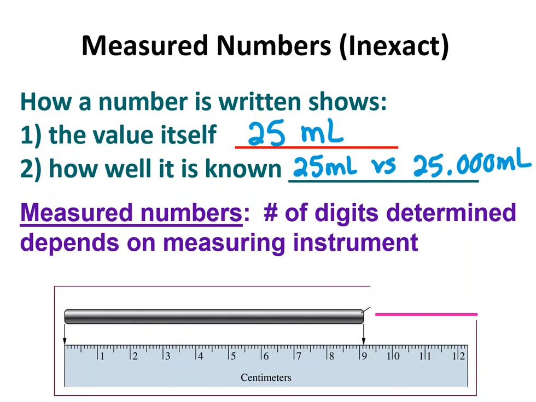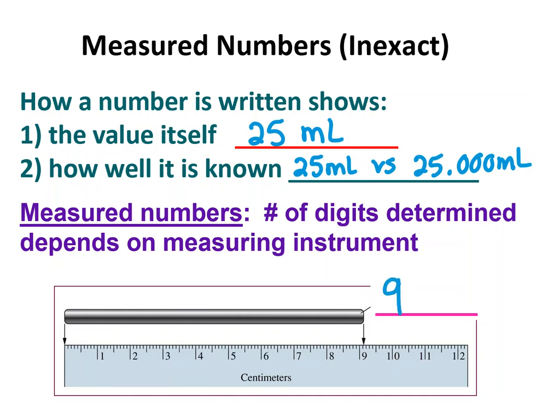When we write down the numbers, we write down all the digits known with certainty, plus we're allowed to estimate one. So for example, on doing this measurement here, I know some digits with certainty. I know for sure that the length is between the 9 and the 10 because there's a line for 9 and there's a line for 10. So I know I'm going to write down the 9. I know that with certainty.